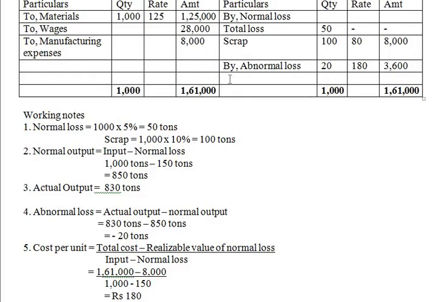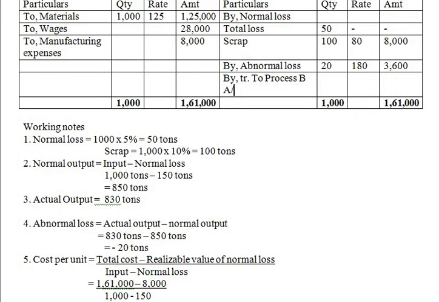1,61,000. Okay, then here by transferred to process B account. Okay, transferred to process B account and find out the tons.